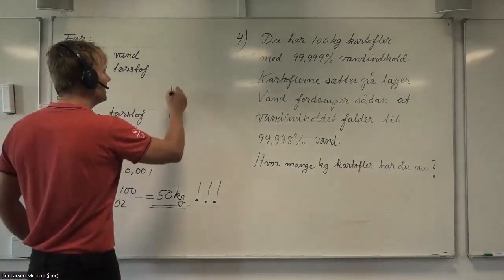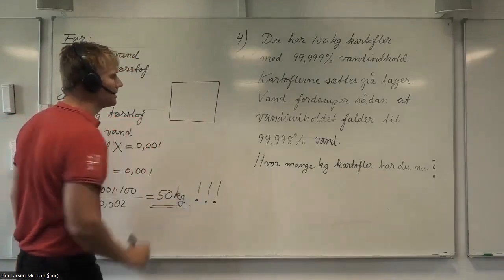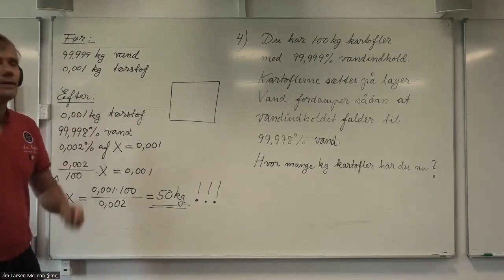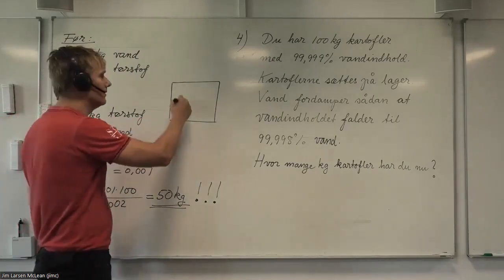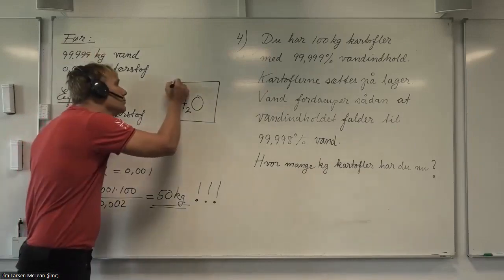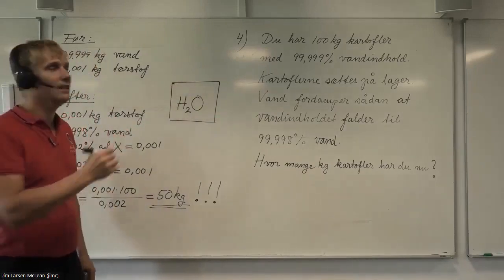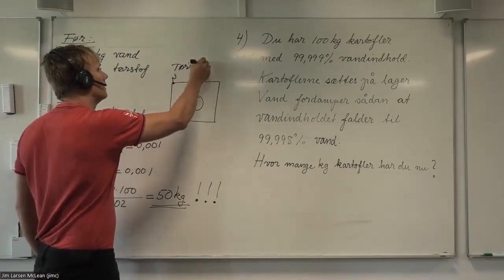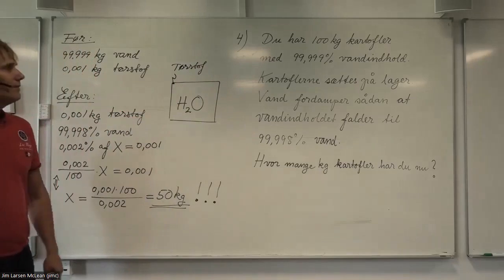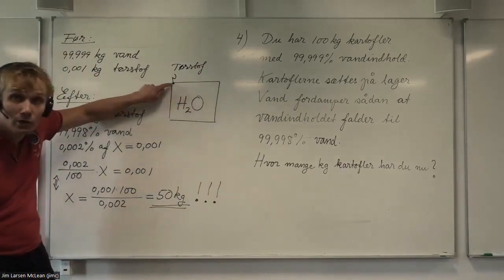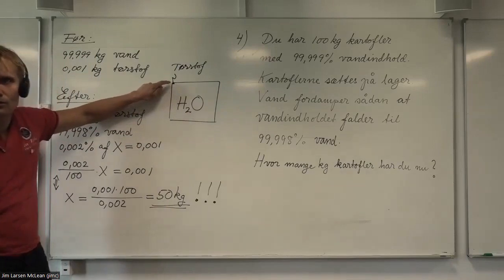And I usually think of it like this. If this square represents the potatoes before I start drying them, it's all water anyway. We can almost say it's all water, H2O. Then there's a tiny solid bit of dry matter up here in the corner. Now look here. If 99.999% is water, and there's a tiny bit of dry matter, 0.001% dry matter here.